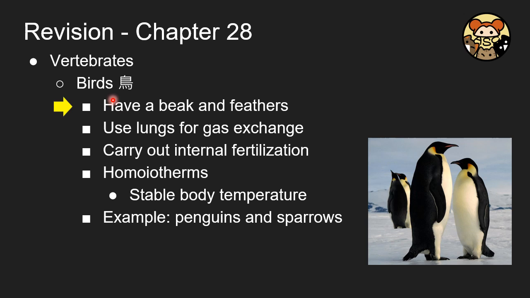And then here come birds. So here is a bird, that's the penguin, and they all have a beak and also feathers, and these are their distinguishing features. And they are warm-blooded animals, which means that they will have a stable body temperature throughout their life. And here is a great example, that is the penguin. And remember, not all birds can fly, because the penguin is a bird that cannot fly.